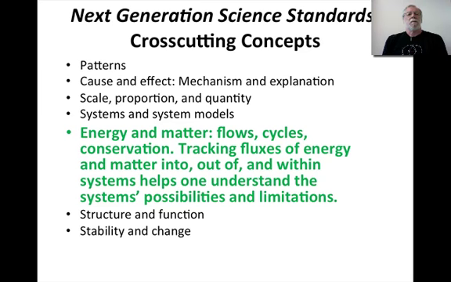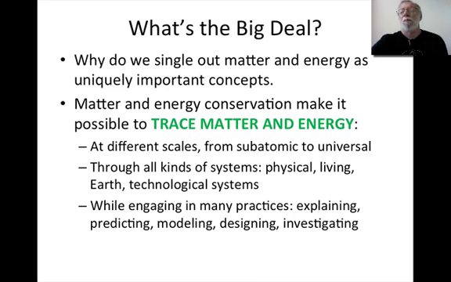These connect with a key part of the Next Generation Science Standards called cross-cutting concepts. There are 7 cross-cutting concepts, and in particular, we want to draw attention to one of them: energy and matter, flows, cycles, and conservation. So why is this so important? Why do we single out matter and energy as uniquely important concepts?